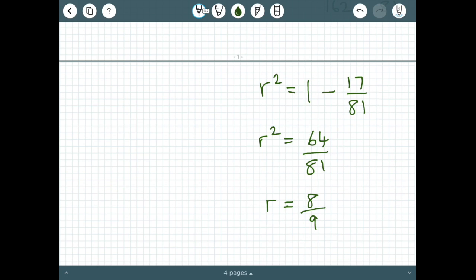So that there is how you'd end up with the first 4 marks of the question. Now we know that r is equal to 8 over 9.